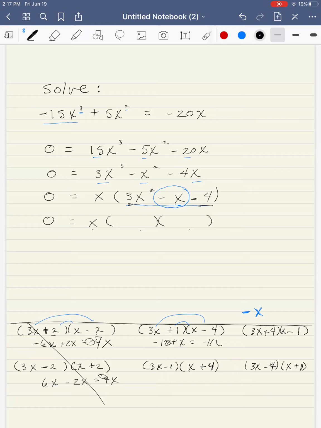Then let's try this one. Minus 12x plus x is negative 11x. So I knew this one would give me 11x, so neither of those work. Then I tried this one. Minus 3x plus 4x is x. So I have the right coefficient, but the wrong sign. So that tells me that this one is going to be the one that works. So I can rewrite that factorization: 3x minus 4, x plus 1.